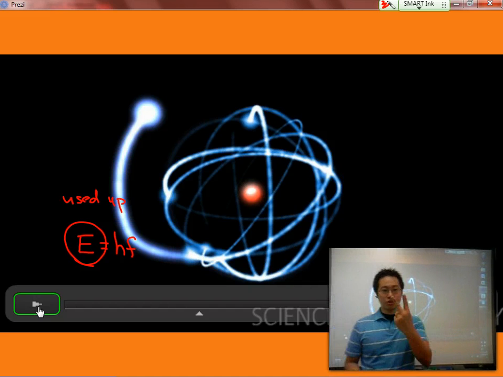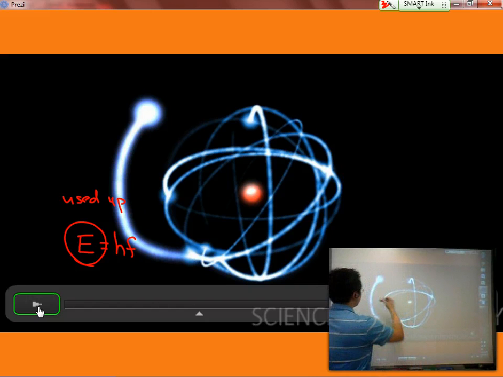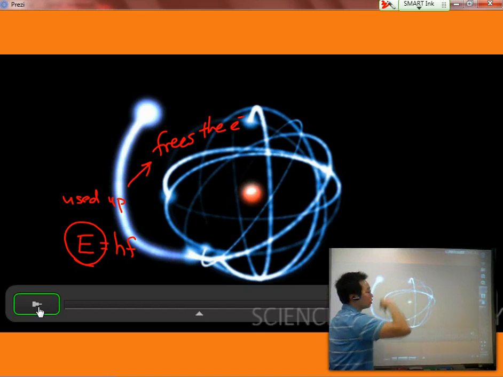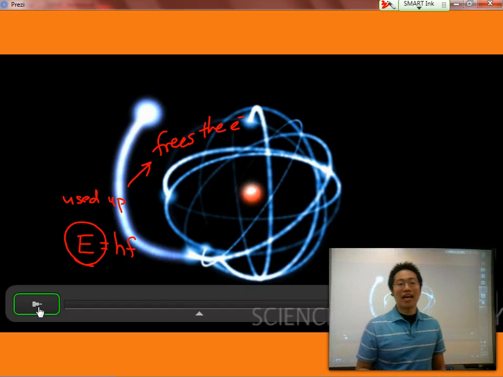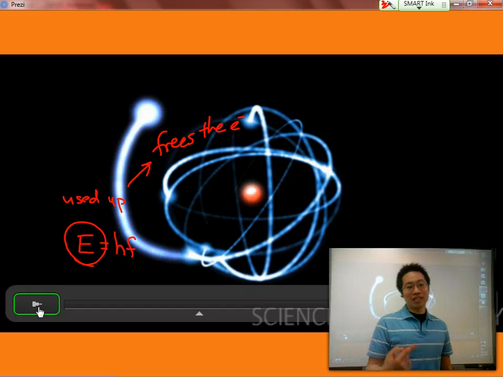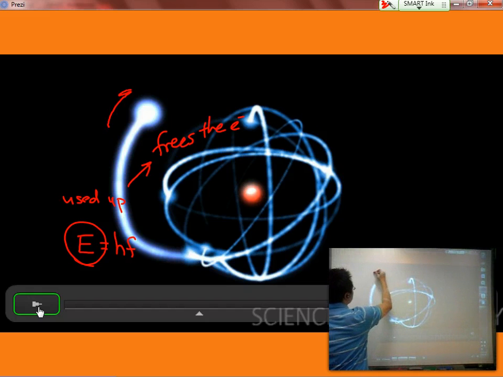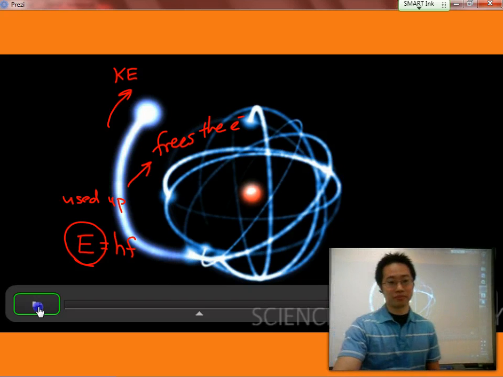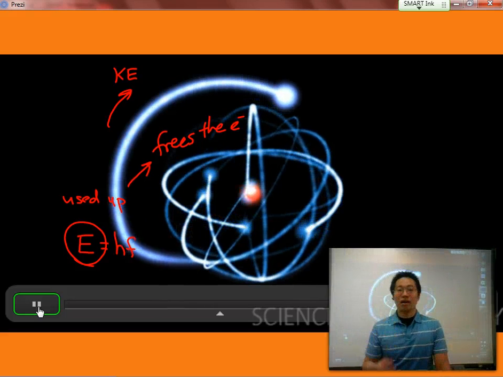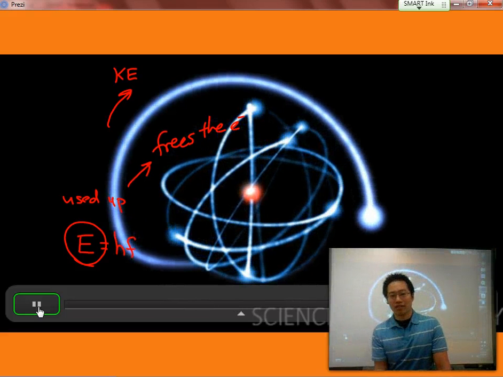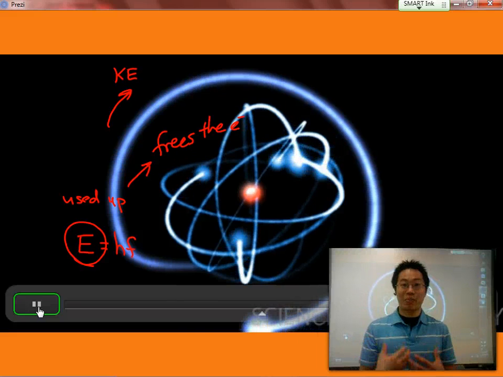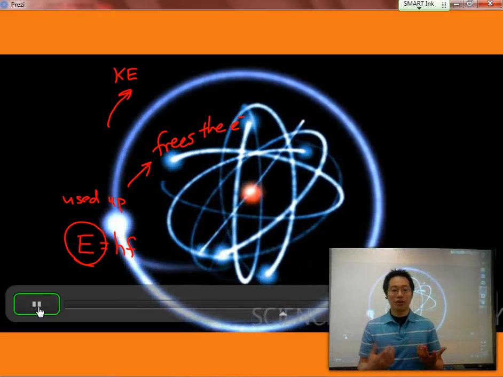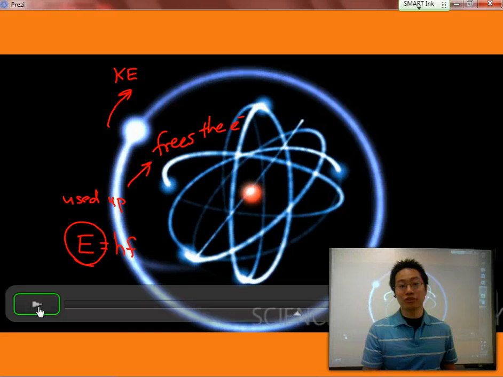And it gets used up to do two things. First of all, it frees the electron from the atom. And at the same time, it gives the electron a certain amount of kinetic energy as it's traveling along. Okay? And eventually, of course, that electron can get recaptured by the atom itself, and when it gets recaptured, it will then release the photon afterwards.